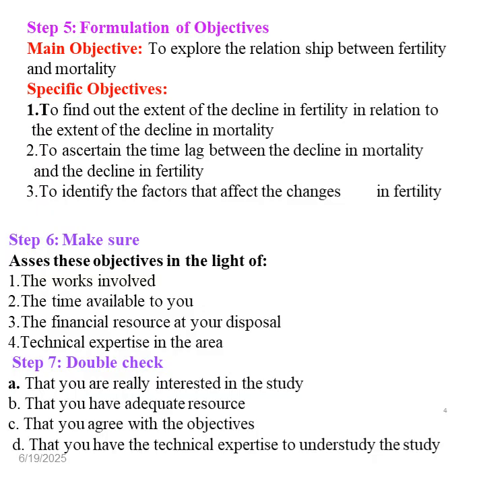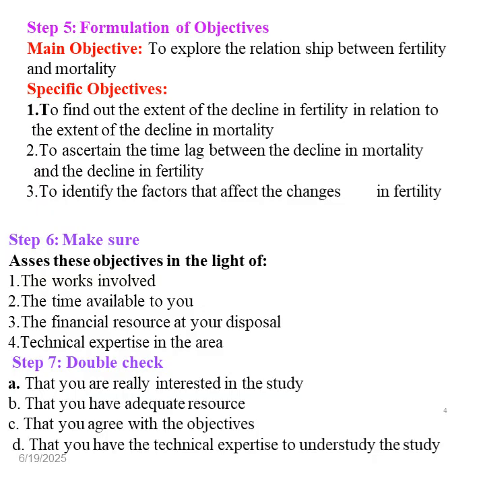The first specific objective is to find out the extent of the decline in fertility in relation to the extent of the decline in mortality. The second specific objective is to ascertain the time lag between the decline in mortality and the decline in fertility. The third is to identify the factors that affect changes in fertility.